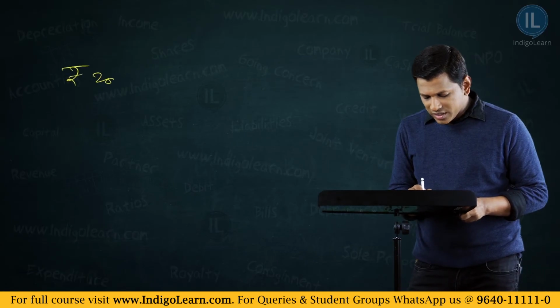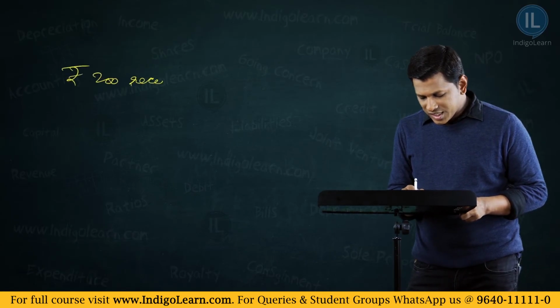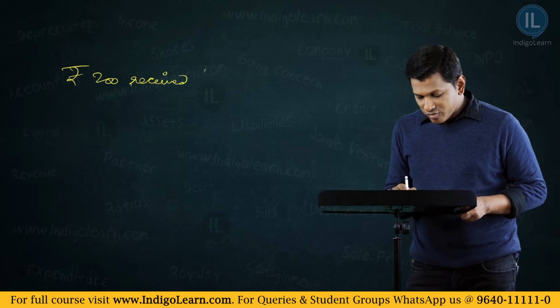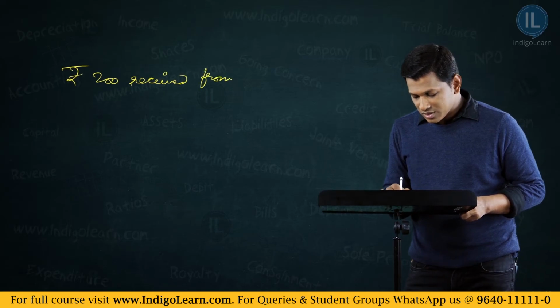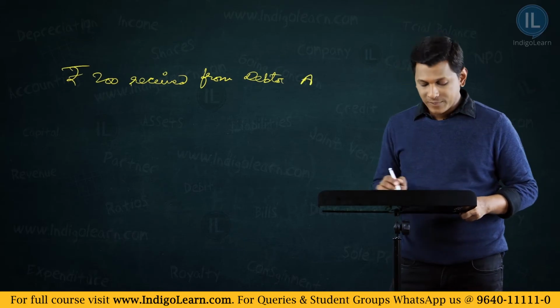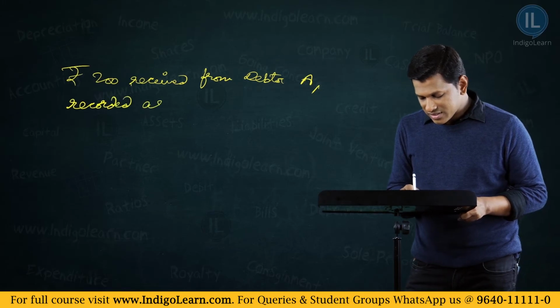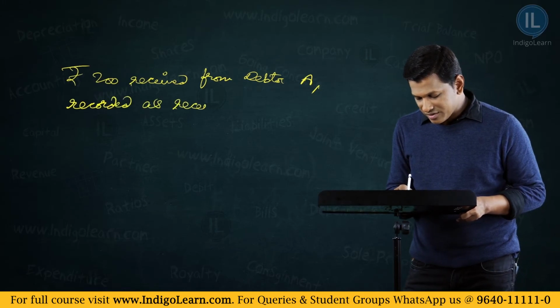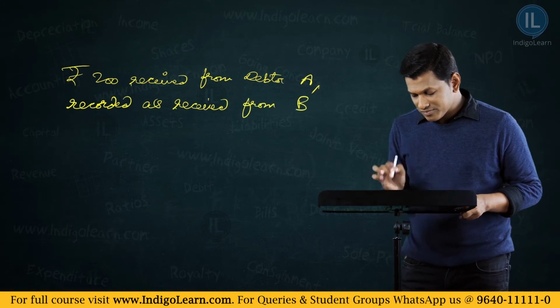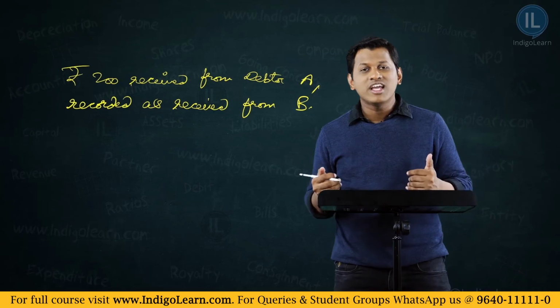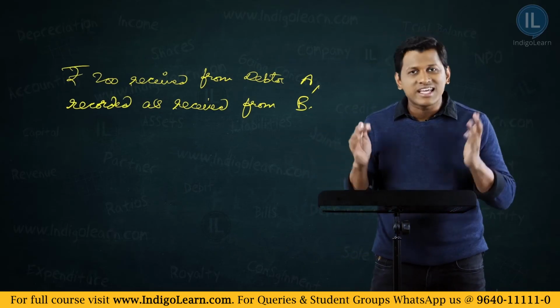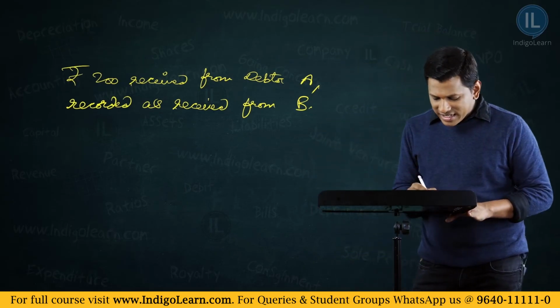Rupees 200 received from debtor A, recorded as received from B. So debtor A gave money, we wrote as if debtor B gave money. Okay, right.